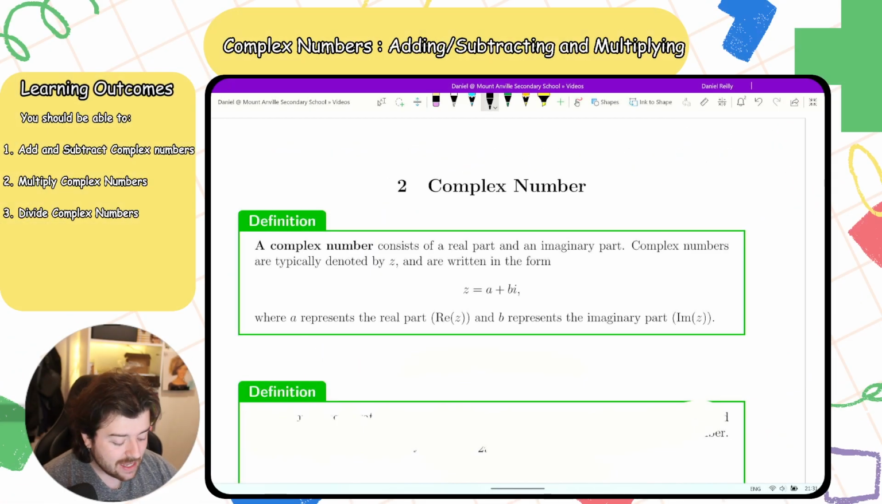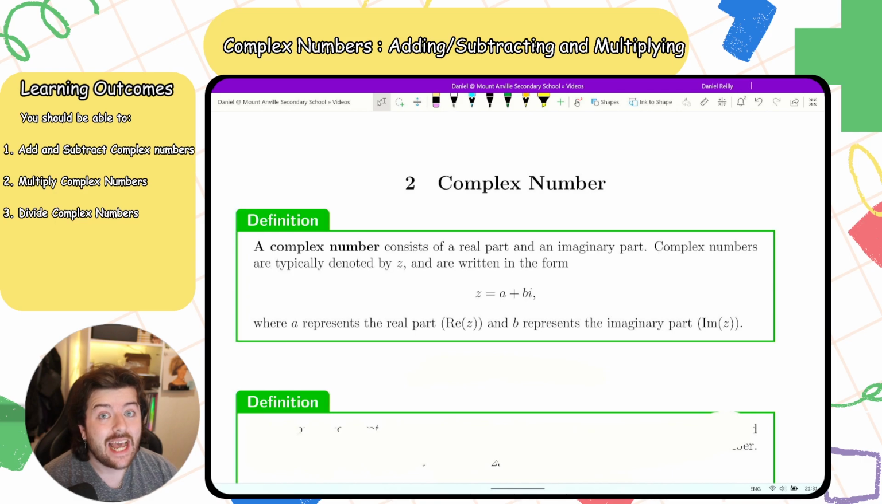Hello everyone. Okay, so in this video we're looking at the addition, subtraction and multiplication of complex numbers. So last video we were just looking at roots of negative numbers and finding i. This video we're now looking at complex numbers and some operations with them.